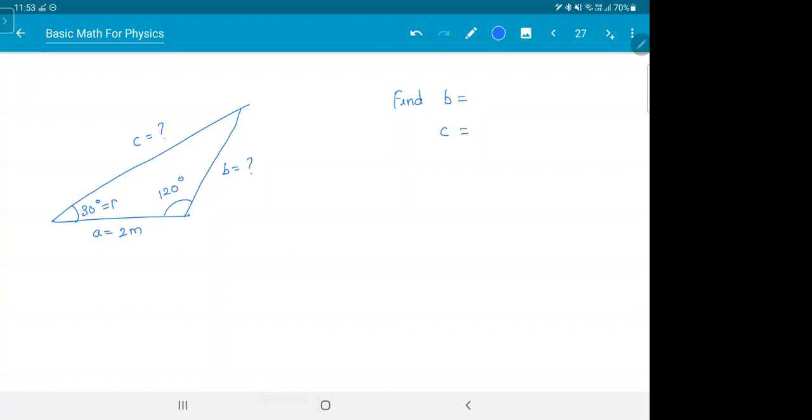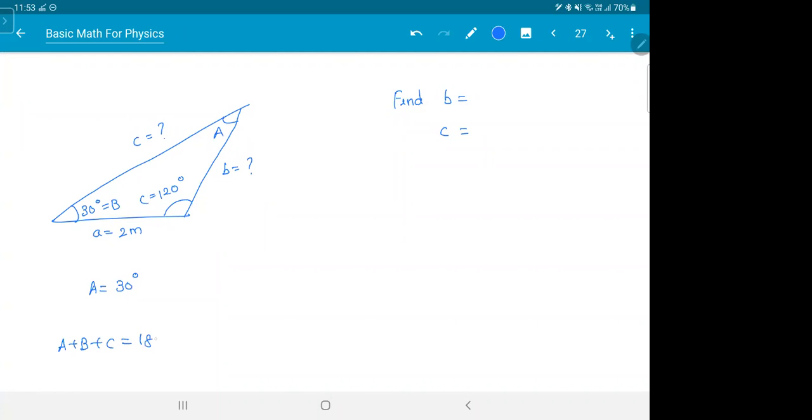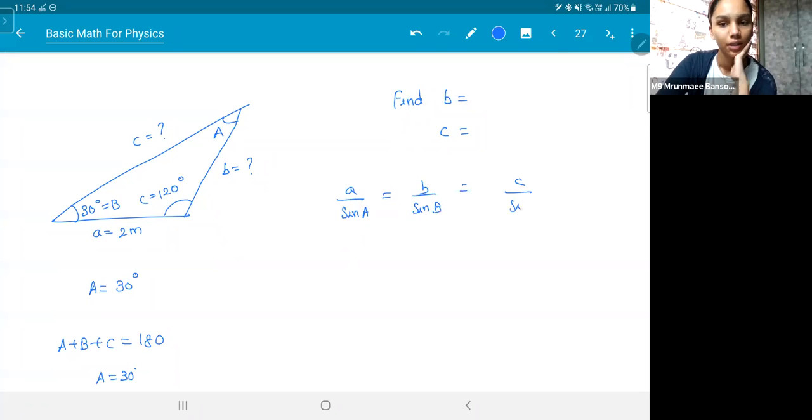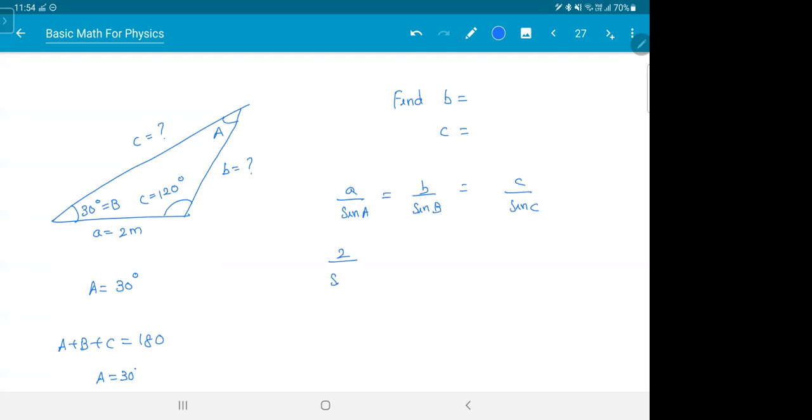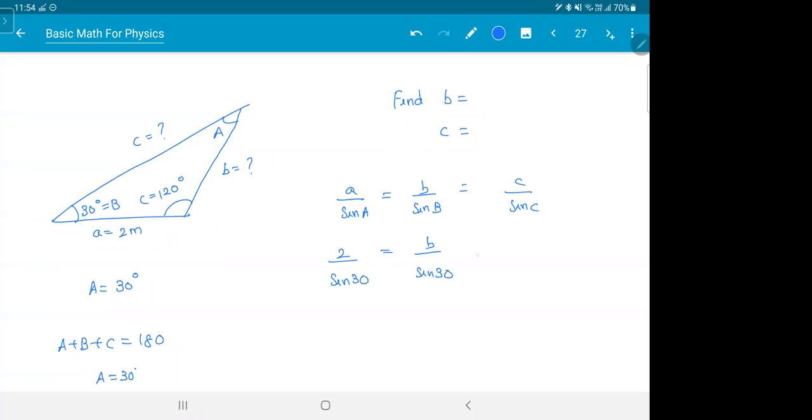So this angle would be B, this angle would be C, this angle would be A. What is angle A? Anyone? 30, no? Because total is 180. So A should be 30. Then A by sine A, B by sine B, C by sine C. This is the sine rule. So in place of A, 2 is there, sine A is sine 30. In place of B, B is there, this is also sine 30. C and sine 120. So if you solve these two, B is equal to 2, no? Sine 30 will cancel.